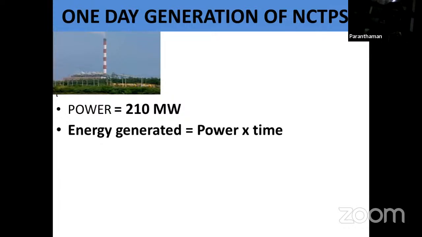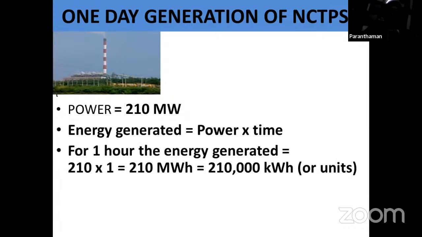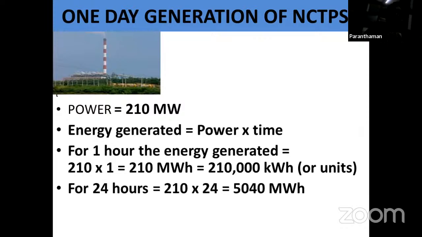Energy generated is equal to power into time. For 1 hour, the energy generated is equal to 210 into 1, which is 210 megawatt hour. The megawatt hour is nothing but 10 power 3 kilowatt hour. Kilowatt hour is also known as unit. For 24 hours, 210 into 24 is equal to 5040 megawatt hour.